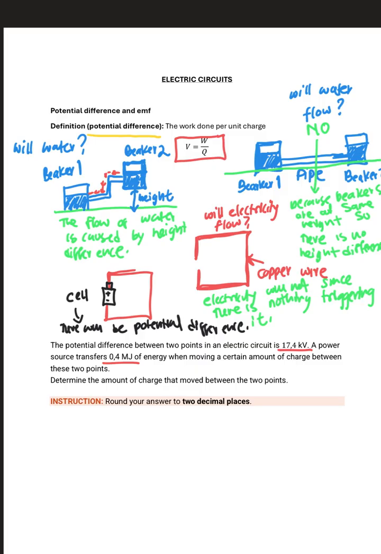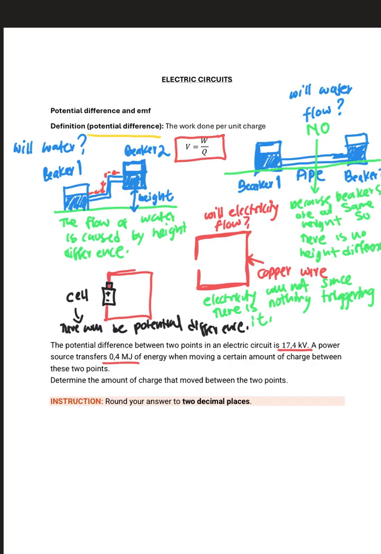The capital M there stands for mega. So it's megajoules of energy when moving a certain amount of charge between these 2 points. Determine the amount of charge that moved between the 2 points. So obviously we want charge.